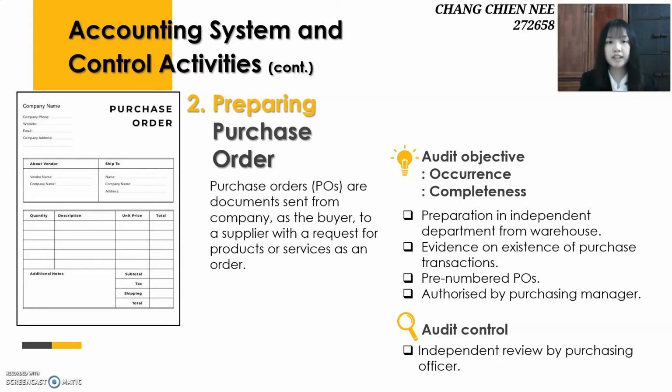The two audit objectives here are occurrence and completeness. Purchase order is used as audit evidence on the occurrence of purchase transactions. Like the purchase requisition form, the purchase order should be pre-numbered and properly authorized by the purchasing manager. To meet the audit objective of completeness, an independent review control shall be conducted by a purchasing official to determine that the goods ordered are exactly received and recorded.